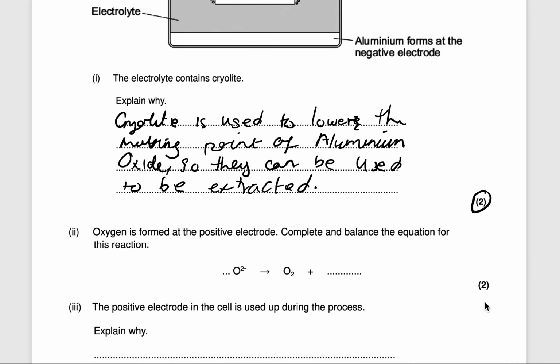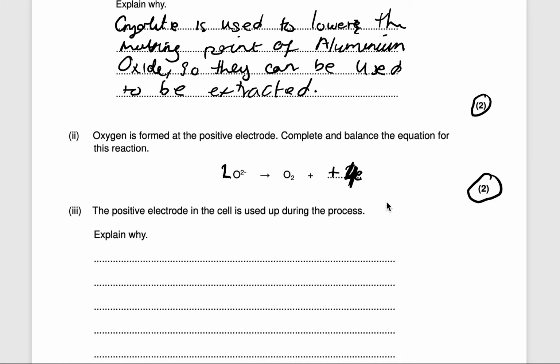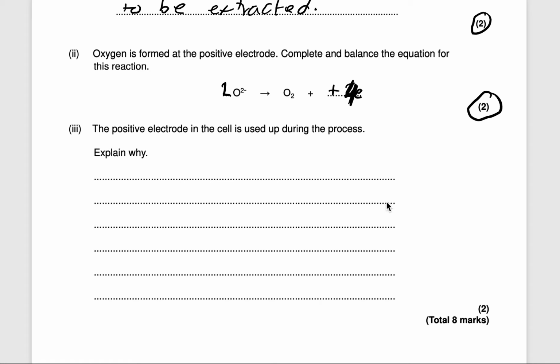Next question. Oxygen is formed at the positive electrode. Complete and balance the equation for this reaction. So each O is a 2 minus, so it's going to add 4 electrons over here, and to balance that out is going to be 2 O2. Okay, 2 marks there. The positive electrode in the cell is used up during this process.